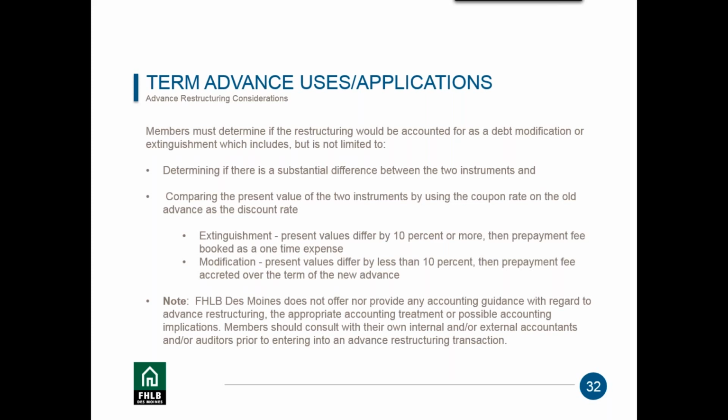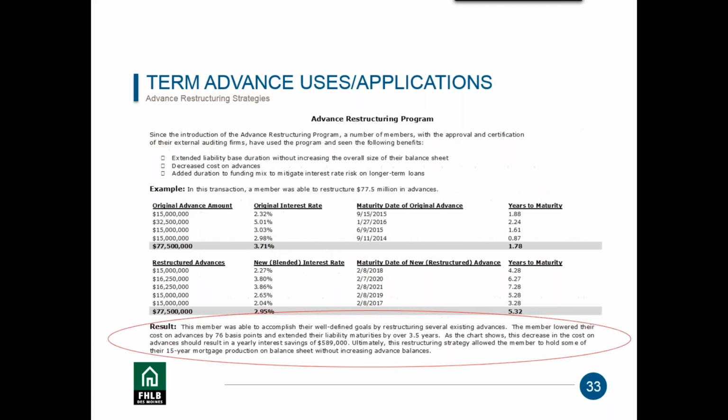And again, talk to your accountant about this, and importantly, talk to your relationship manager if this is an idea that you'd like to pursue. Just a quick example of what I'm talking about here. Here's a portfolio of 5 original advances. The member would like to extend liability duration without increasing the overall size of its balance sheet, and they'd also like to see if they could lower the cost of their advance funding.